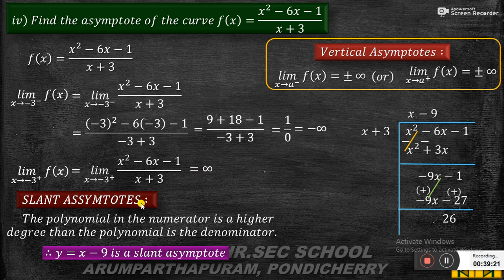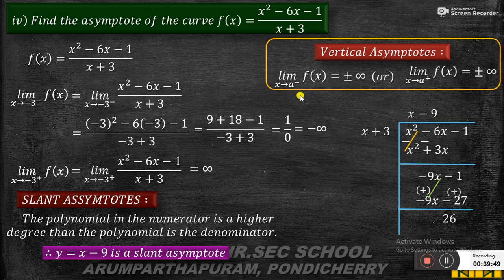Now we find out the slant asymptotes. Slant asymptote means the polynomial in the numerator is a higher degree than the polynomial in the denominator. So here you see this is the function. This is the numerator polynomial, this is the denominator polynomial. Degree of the numerator is 2, degree of the denominator is 1. So the degree of the numerator is higher than the degree of the denominator.